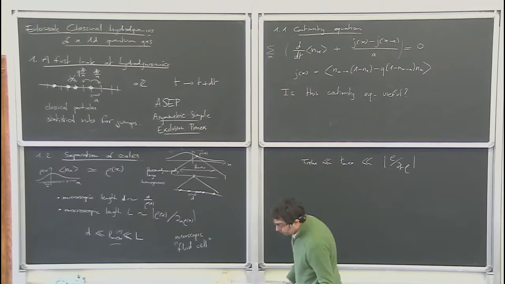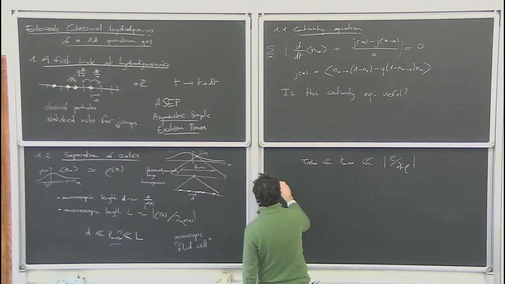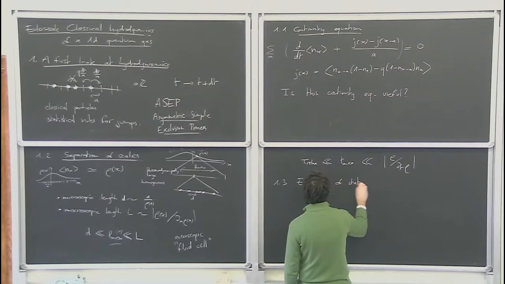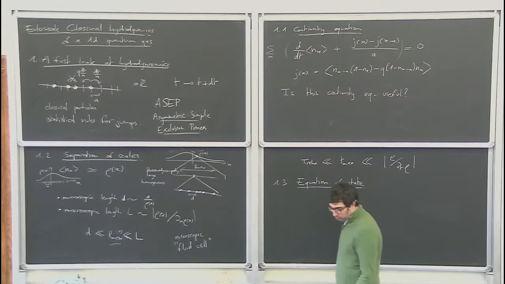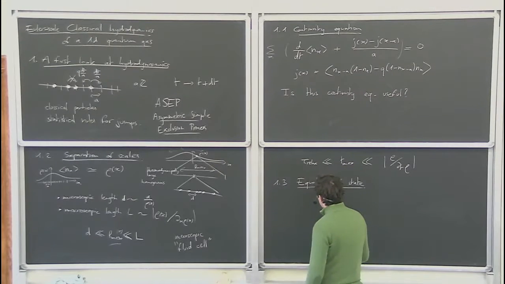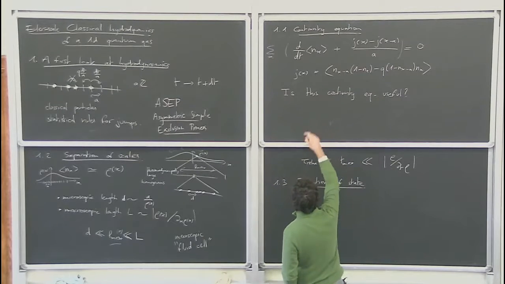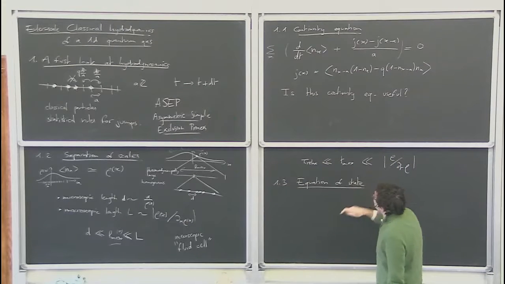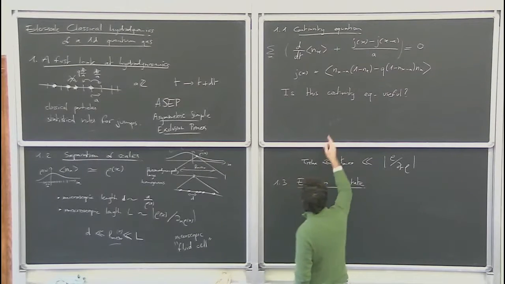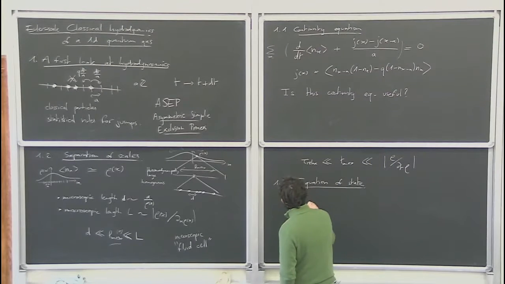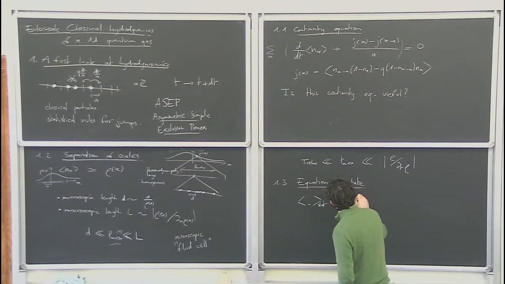Okay. Now, under these assumptions, we can write an equation of state, a relation between the current J and the density rho. Why is that? Because we need to evaluate J. But under these assumptions, we can replace the exact state of the system at position x and time t by a stationary state of the homogeneous problem in the thermodynamic limit.